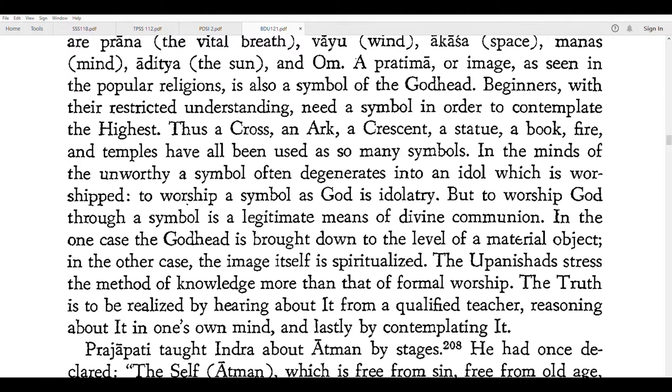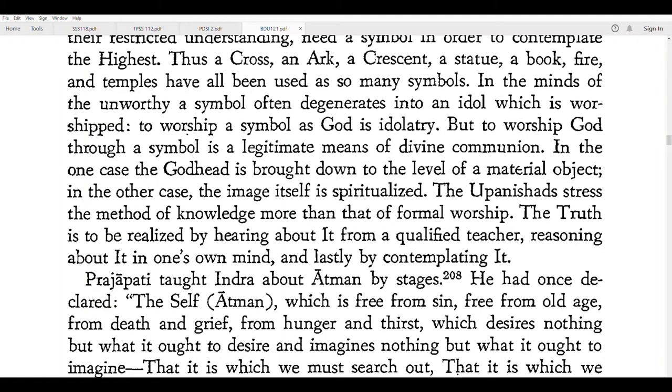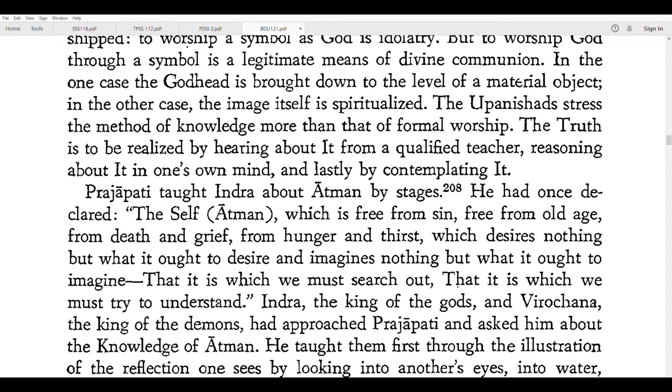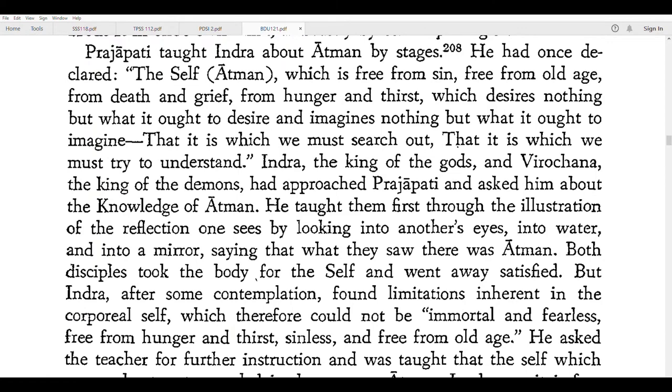The Upanishads stress the method of knowledge more than that of formal worship. The truth is to be realized by hearing about it from a qualified teacher, reasoning about it in one's own mind, and lastly by contemplating it. Prajapati taught Indra about Atma by stages. He had once declared the self, Atma, which is free from sin, free from old age, from death and grief, from hunger and thirst, which desires nothing but what it ought to desire, and imagines nothing but what it ought to imagine, that it is which we must search out, that it is which we must try to understand.